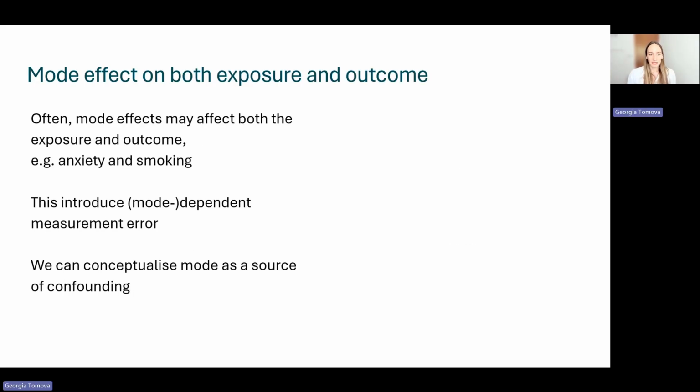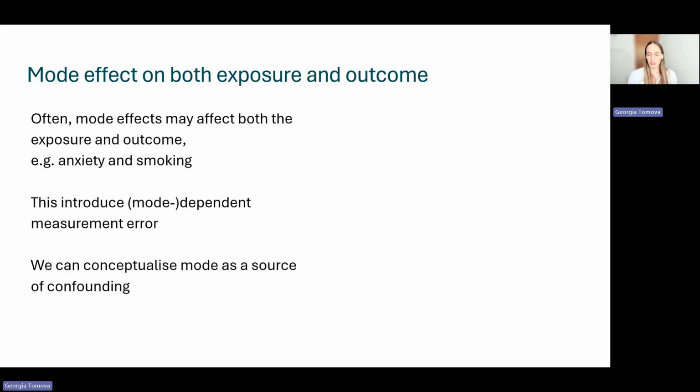Of course, you might already be thinking that mode effects might exist on both the exposure and the outcome. For example, if we're looking at anxiety and smoking. What this would introduce is a type of measurement error that we call dependent measurement error, and in this case, it's dependent on mode. We can also conceptualize mode in this case as a source of confounding.